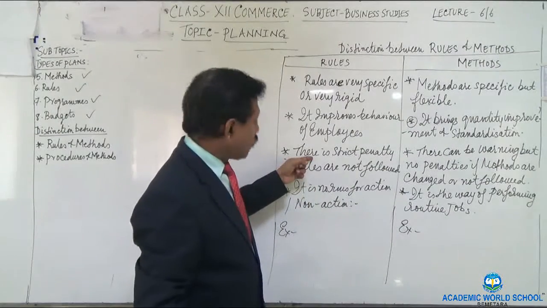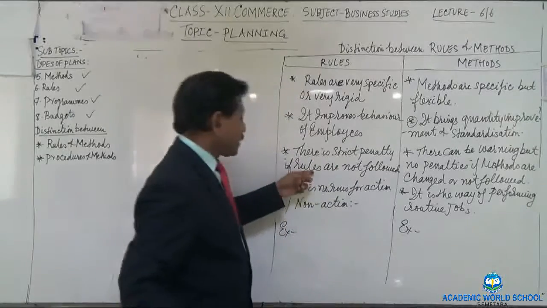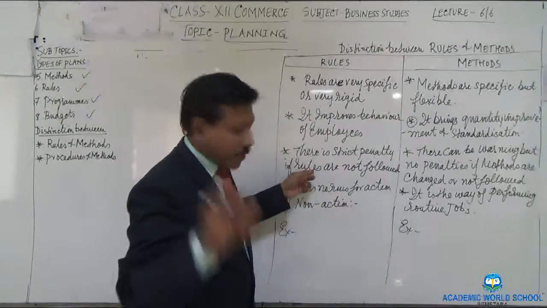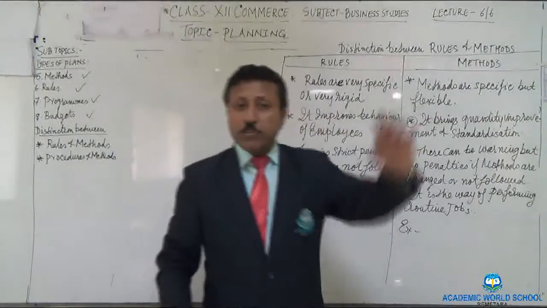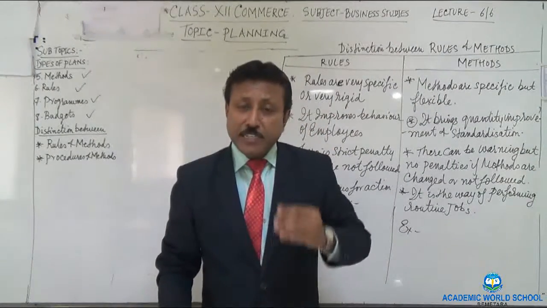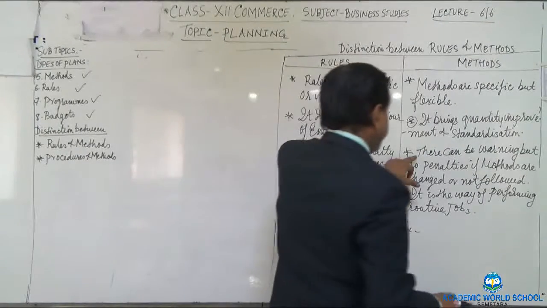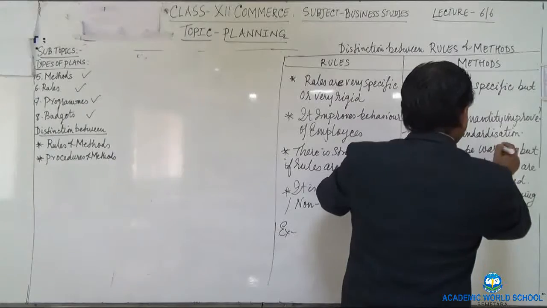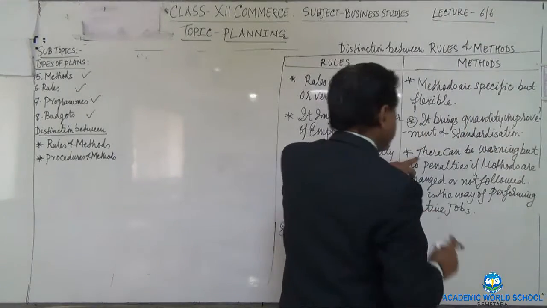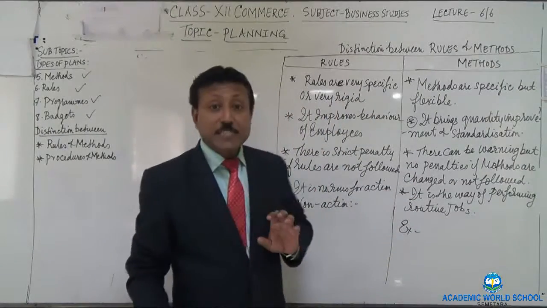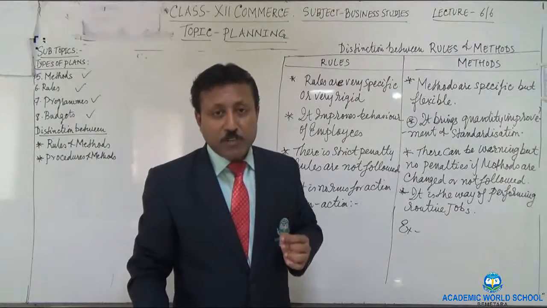Number 3, rules. Under rules, there is strict penalty. I think you got what I am trying to explain. If you don't follow the rules, there is a strict penalty. And there can be warning, but no penalties if methods are changed or not followed.